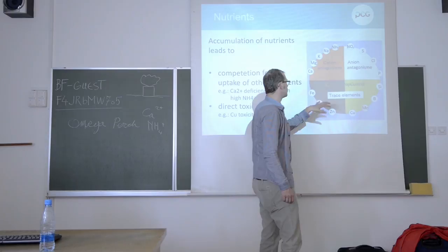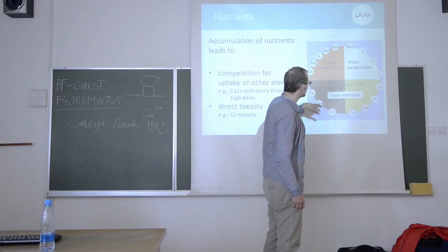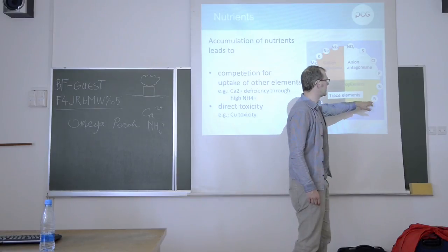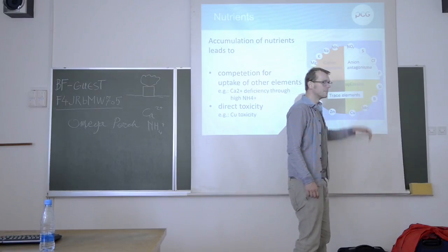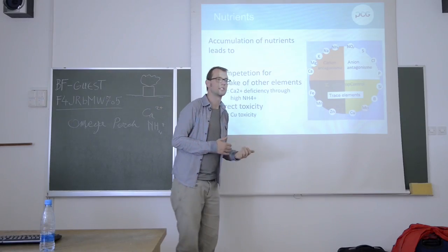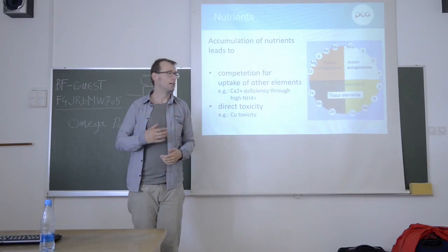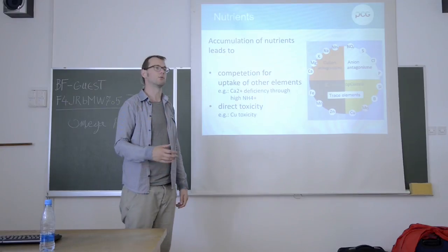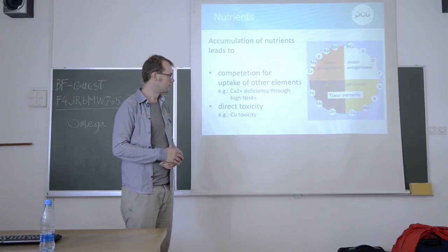And then for the trace elements, it's iron, manganese, zinc, copper, molybdenum, boron, and then silicium, which is not actually essential for plants, but it helps them build up resistance against diseases, and it might sometimes be a good idea to add it to a nutrient solution for hydroponics.